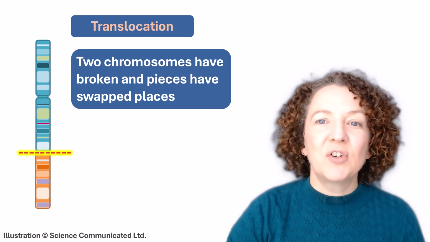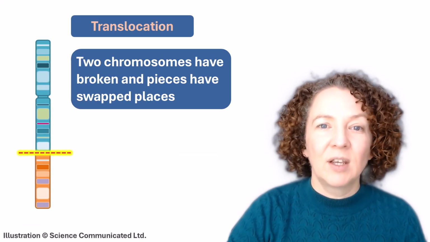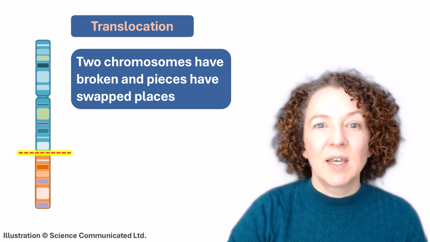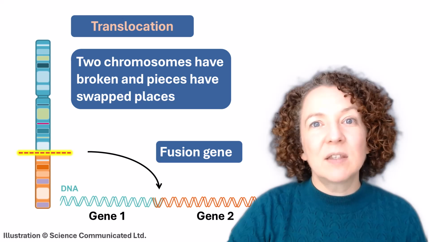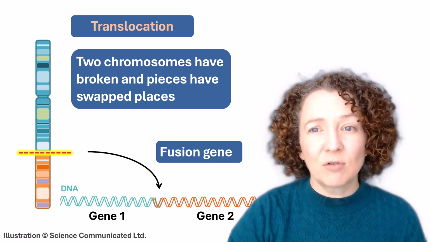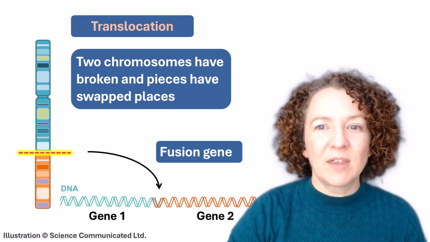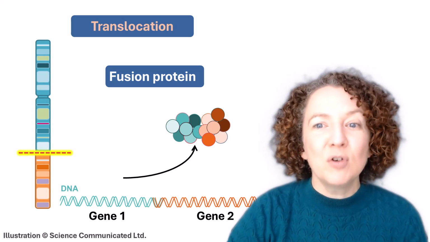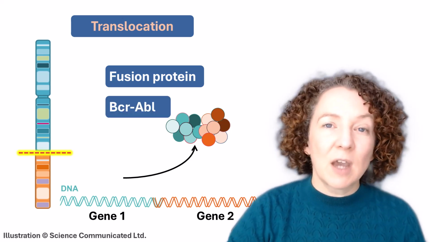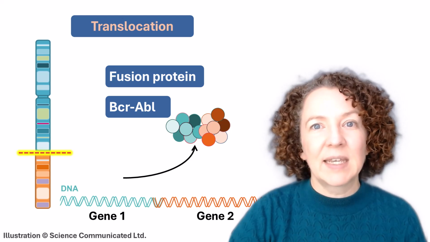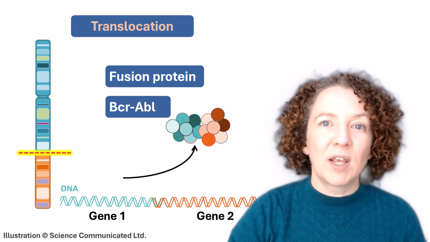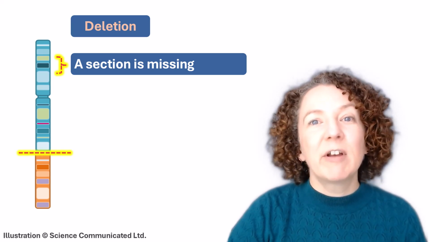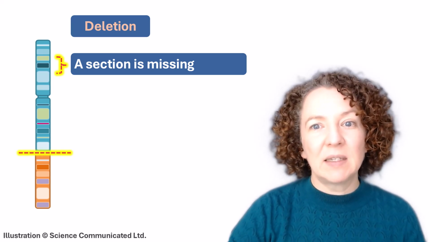This diagram shows the result of a translocation, where two chromosomes have broken and then been swapped around. Occasionally, this means that two genes on two different chromosomes are now fused together, and instead of making two different proteins, the cell makes one fusion protein, such as the BCR-ABL fusion protein found in the cancer cells of people with chronic myeloid leukemia. Here we have a deletion, where a section of a chromosome is missing.